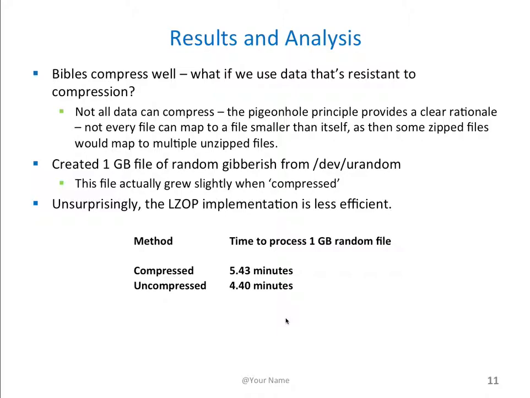So I skipped straight to the worst case scenario here, and I created a 1 gigabyte file of random gibberish from the Linux dev random prompt. When I compressed this, it actually grew slightly, which makes sense. Your system should not be able to compress random data. If you come up with an algorithm that can compress random data, I recommend you patent it and make a lot of money. And running the LZOP Hadoop word count job, it actually takes a minute longer to run than the uncompressed task. This makes sense, as the compressing and decompressing is only adding overhead.